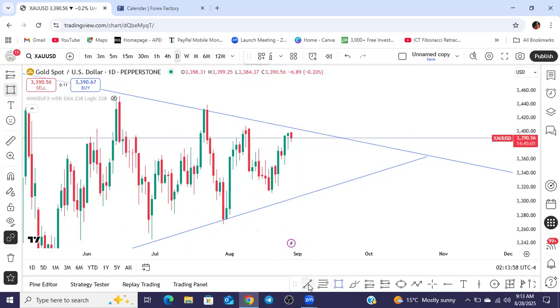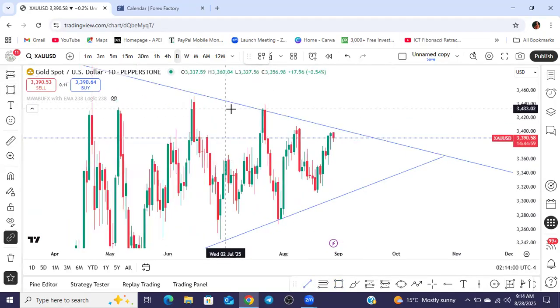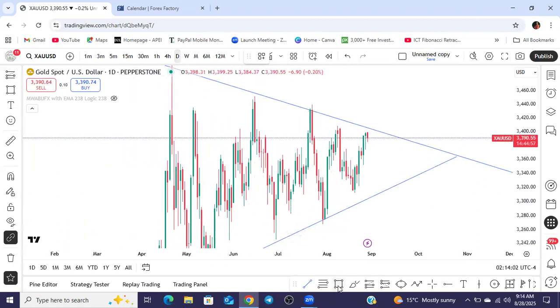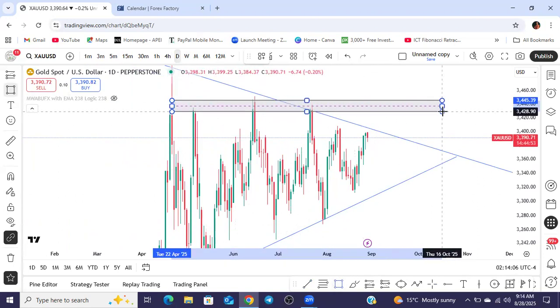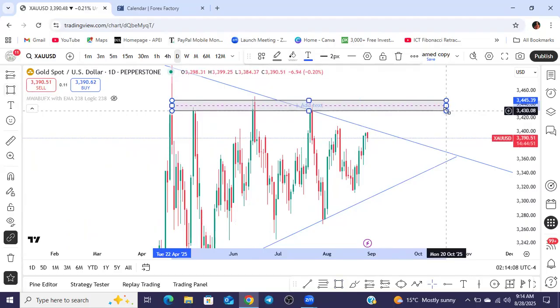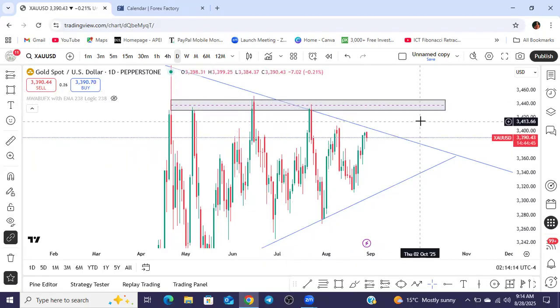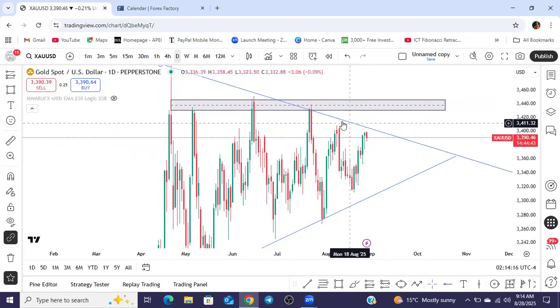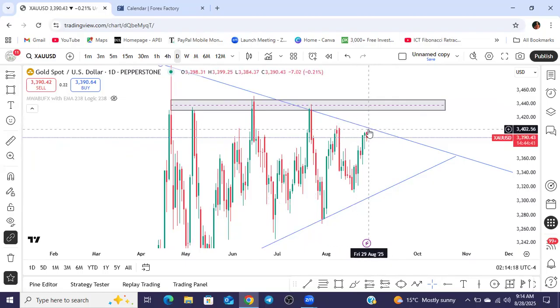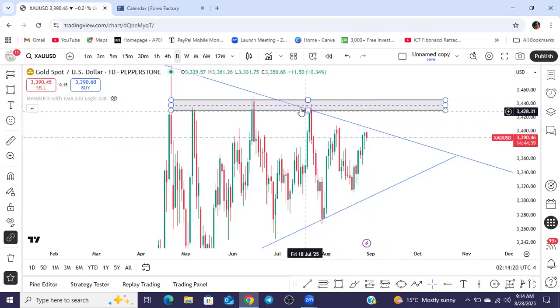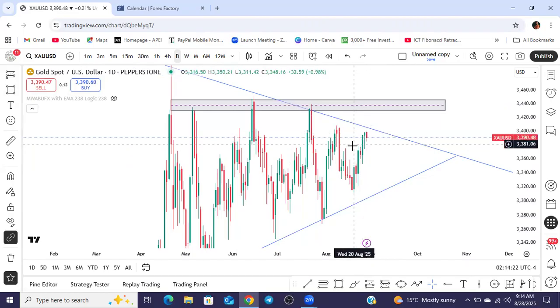The key point of interest you'll be looking at is, of course, around this particular level. Because around this particular level, we have a zone, a resistance zone, whereby we have seen the price failing to break above that level. Alongside, we also have the downtrend line from the weekly time frame.